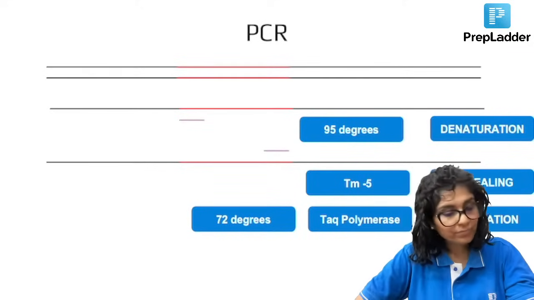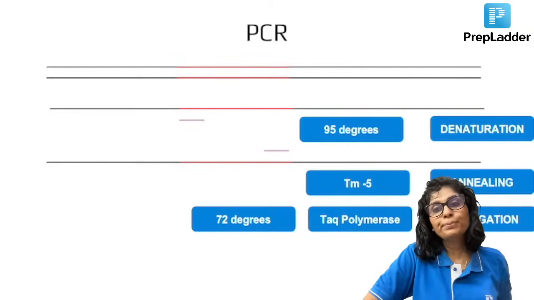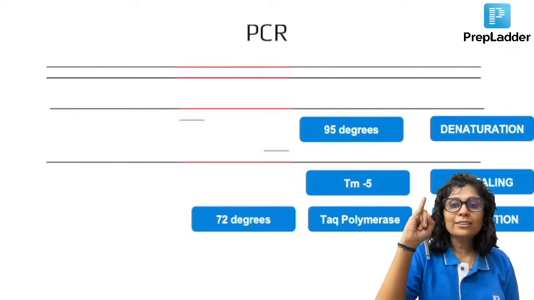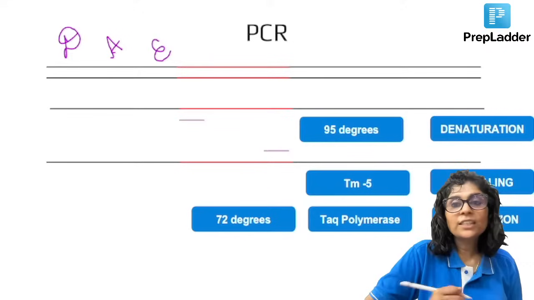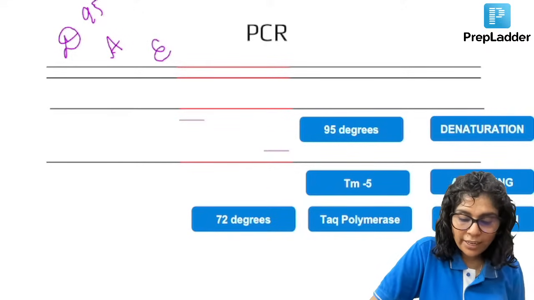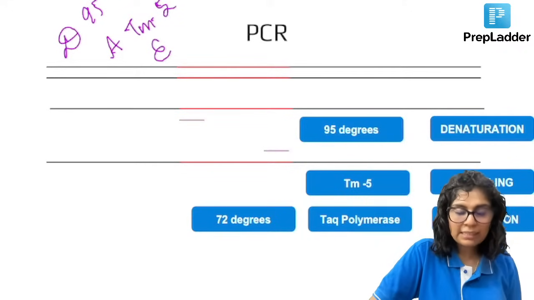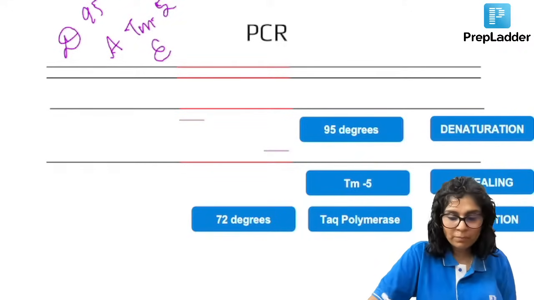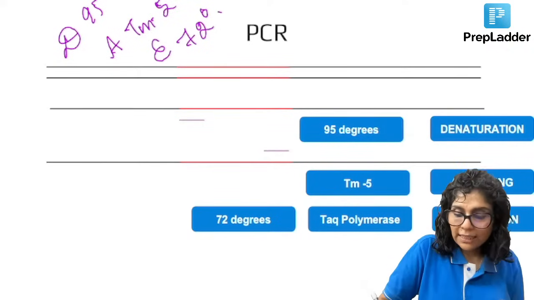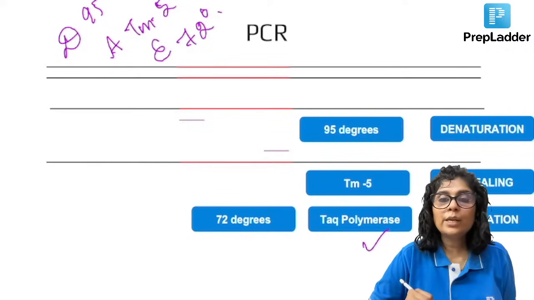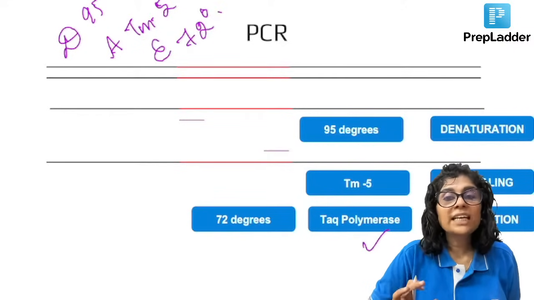Are you clear? Yeah. So all of you tell me, what are the 3 steps of every cycle of PCR? The 3 steps are denaturation, D, annealing, A, elongation, E. Denaturation is carried out at 95 degrees. Annealing is carried out at 5 degrees less than the melting temperature of primers. Elongation is carried out at 72 degrees. The DNA polymerase is Taq DNA polymerase.